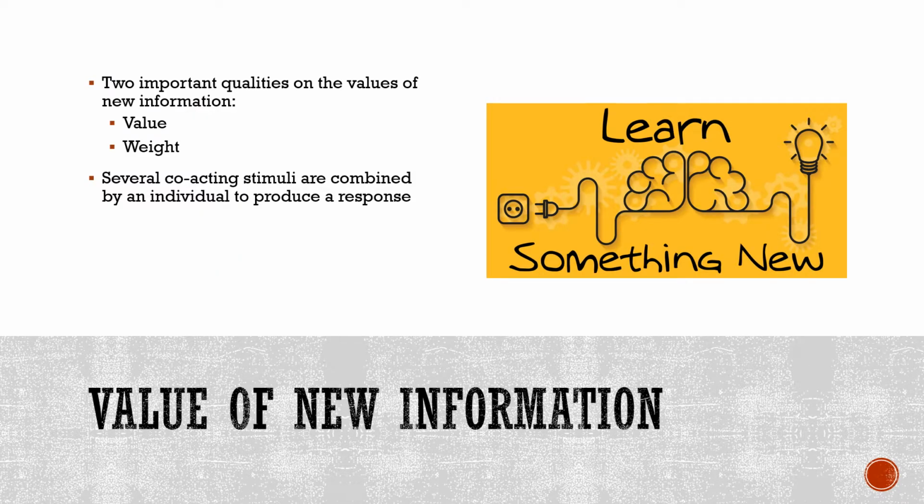Value of new information. Now this is the next step after someone has their original thoughts on the topic. In the information integration theory, it states there are 2 important qualities on the values of new information, and this is essentially just the value of the information in itself and the weight. Now, using an example, someone could like a vehicle, and let's just say it's a Mercedes, a luxurious vehicle.